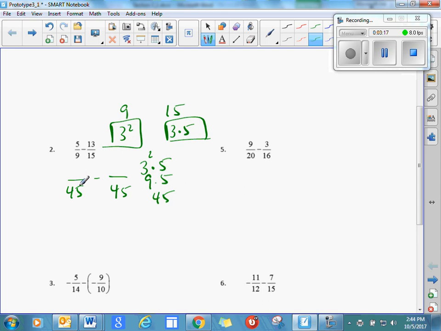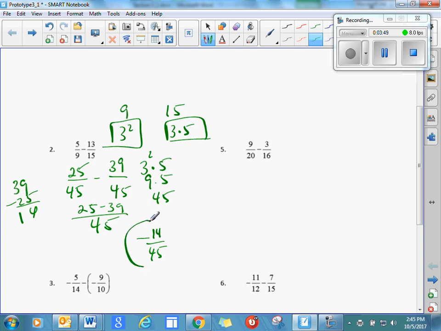So what times 9 gives me 45? 5. So I have to multiply this 5 by another 5 and get 25. 15 times 3 is 45, so 13 times 3 is 39. Single fraction bar. 25 minus 39, I'm going to have a negative number when I get this all cleaned up, and it's going to be negative 14 over 45. And I don't think there are any common factors. I don't think I can reduce this down any further, so that's going to be my answer.